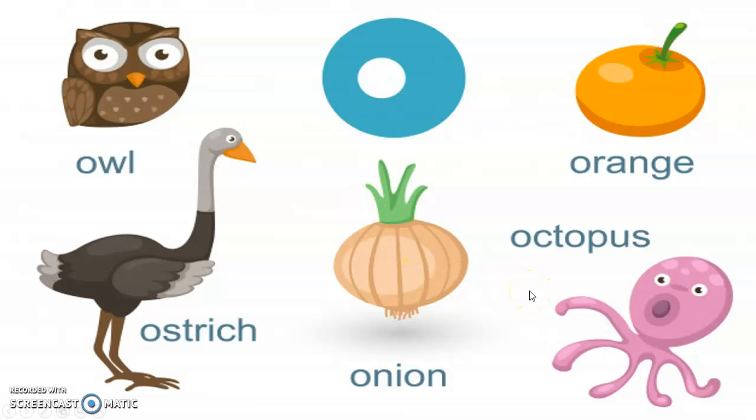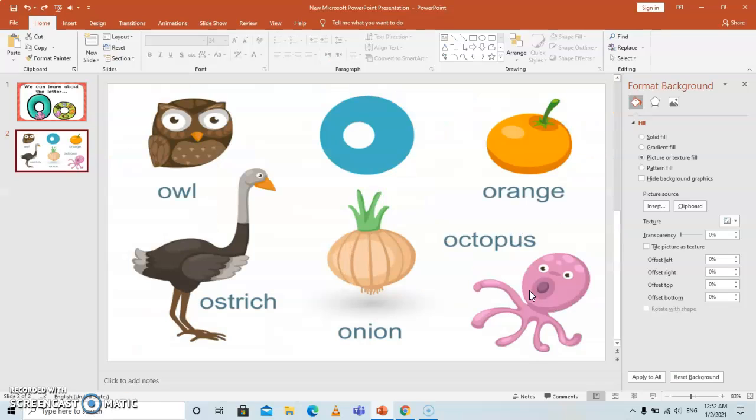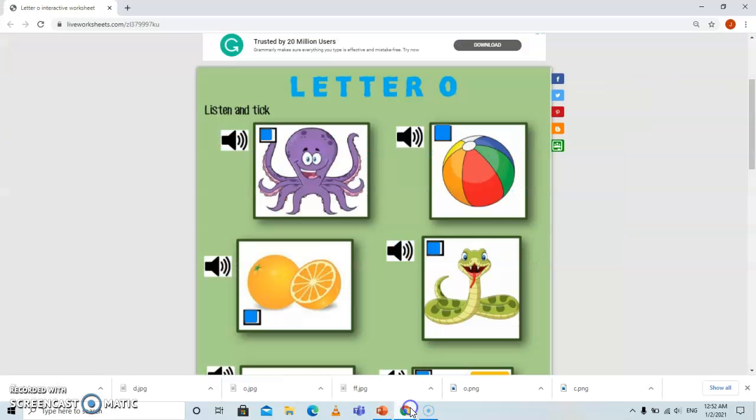Now are you ready to play a game with me? Let's go. We have to listen to the words, and then if it starts with letter O, we have to make it tick inside the small box. Ready?